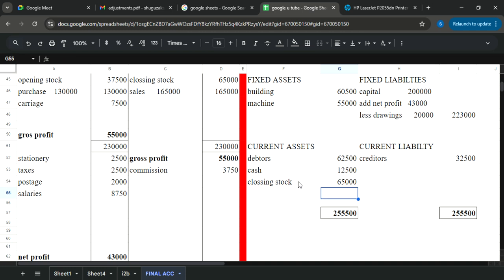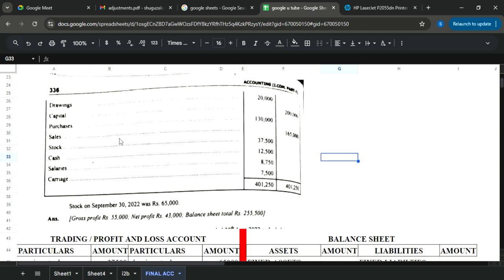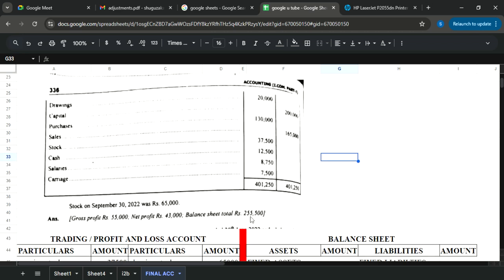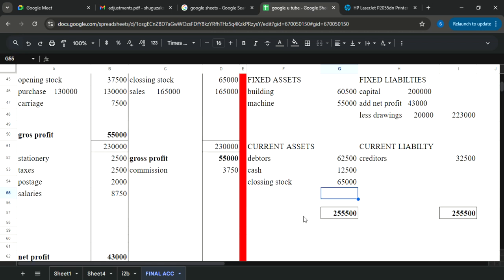So in this way, guys, you can see that 2,55,000, asset and liability side is equalized. All answers are matched. Gross profit 55,000. Look at here. Net profit 43,000. This is what you have calculated. And then balance sheet 2,55,000. You can see both sides 2,55,000 automatically been equalized. So here was your question.